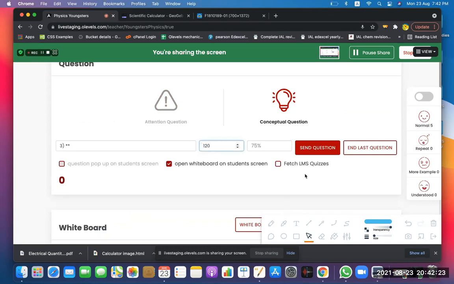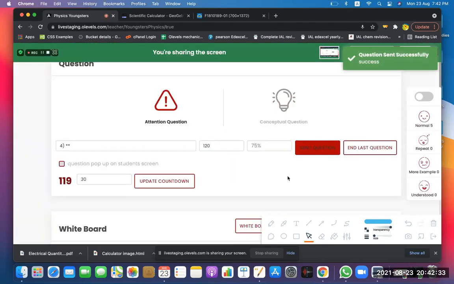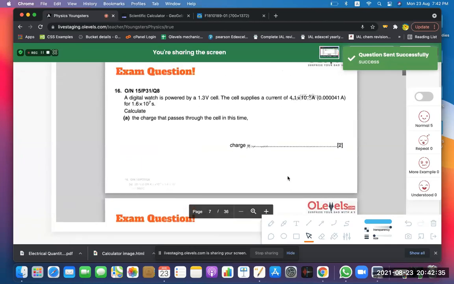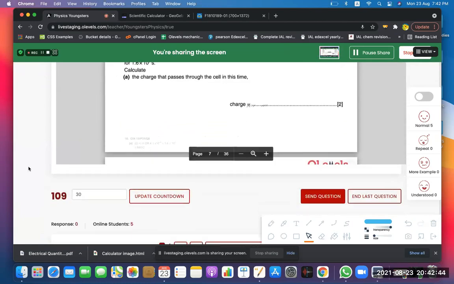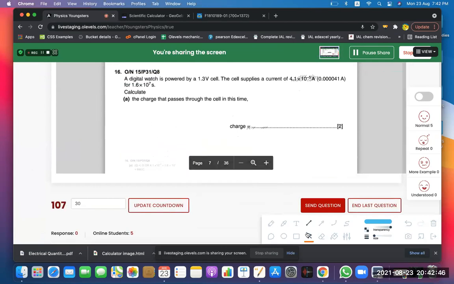Ma'am, should we divide the time with 1000? Yes, sir. I'll show it to you. You know the formula already. Q is equals to IT. You already know the formula. Ma'am, please show me your screen.